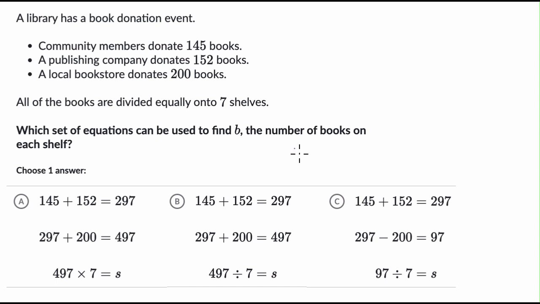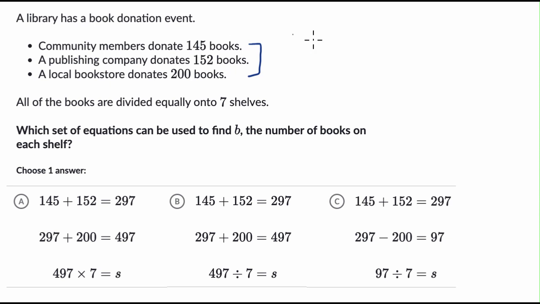So pause this video, have a go at it before we work through it together. Okay, now let's do it together. And I'm not even going to look at the choices. I'm just going to think about how I would actually try to approach this. So the first thing I want to do is add up all of these, because what's happening is we're looking at the total number of books, and then we want to divide that equally into 7 shelves.